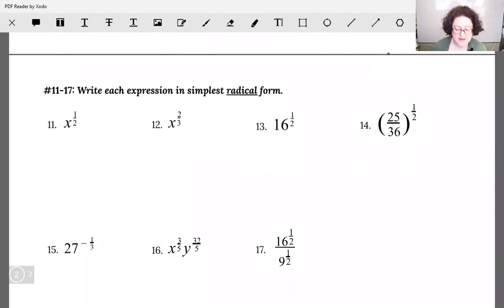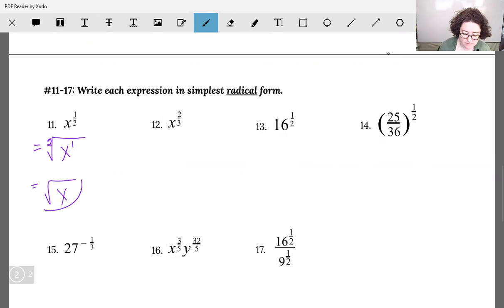So first set of examples, x to the 1/2. Again, don't forget the denominator of that rational exponent is your index. The numerator is whatever exponent stays with your radicand. So in 11, that means we'd have a square root from the 2, and we'd have a 1 on our x. But again, we don't typically write these in this format. We have an implied 2 as our index, even if it's not written. We don't usually write an exponent of 1, so we would write this as square root of x.